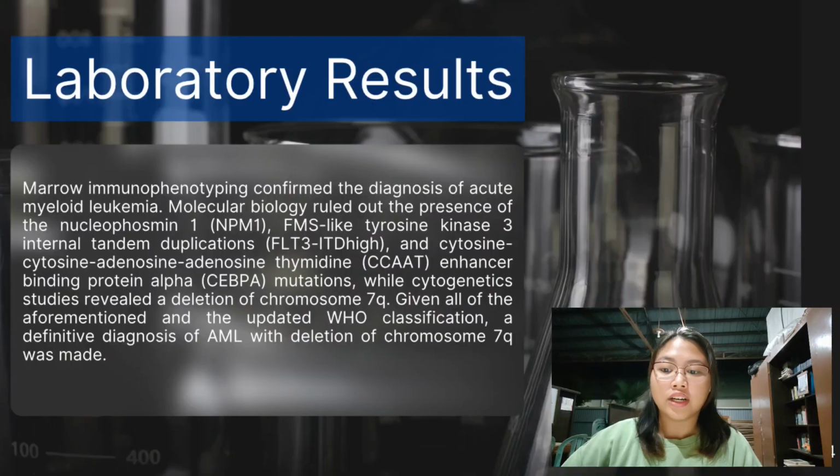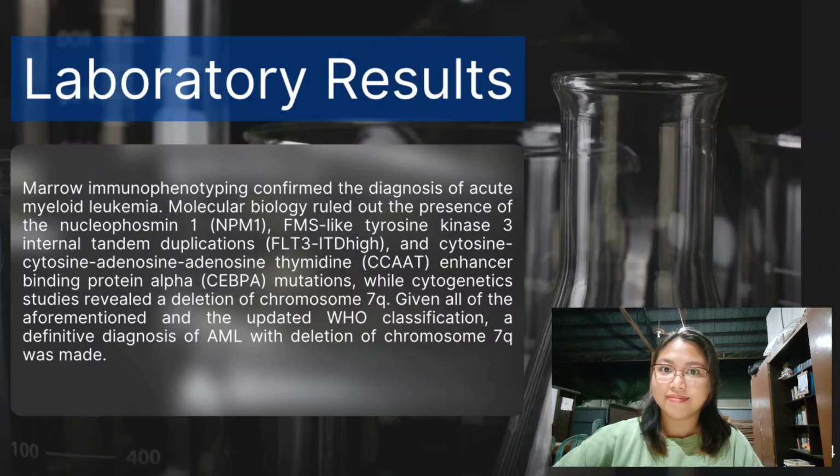Molecular biology ruled out the presence of nucleophosmin 1, FMS-like tyrosine kinase 3 internal tandem duplications, and CCAAT enhancer binding protein alpha mutations, while cytogenetic studies revealed a deletion of chromosome 7q. Given all of the aforementioned and the updated WHO classifications, a definitive diagnosis of AML with deletion of chromosome 7q was made.